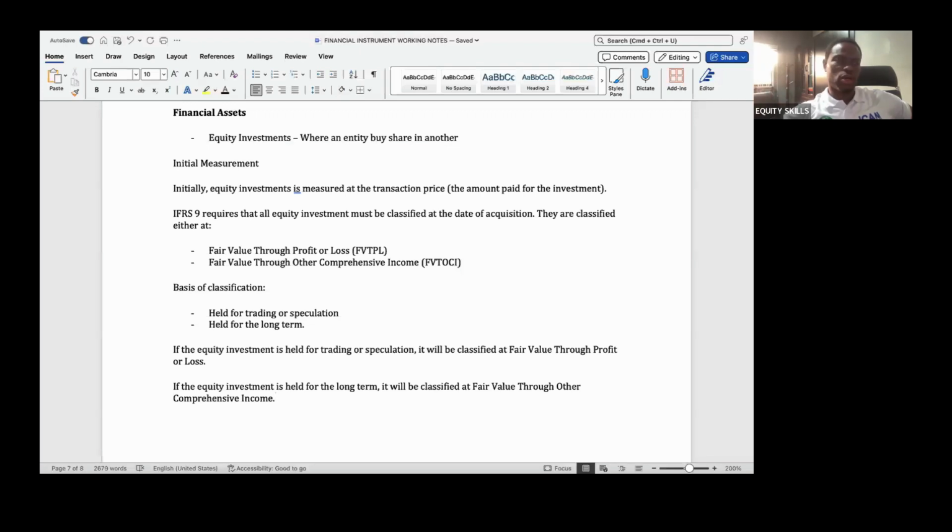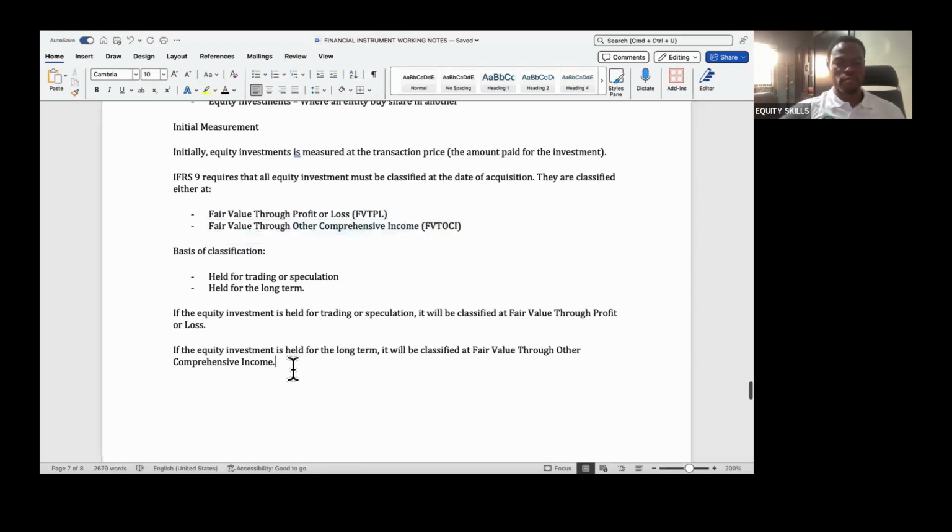When we say you are holding it for the long term, it means you don't plan to sell. For example, someone's acquisition of shares in First Bank is not to sell. He wants to be on the board. He wants to be the chairman of the board, which he has anyway. So that one is holding it for the long term. In such cases, you will use fair value to OCI. And all these are done at the beginning of the year. When I say classify, I classify.